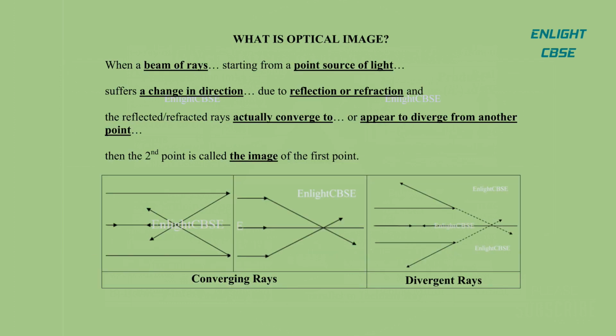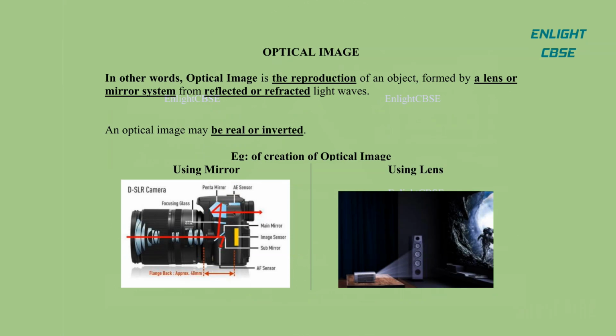What is optical image? When a beam of rays, starting from a point source of light, suffers a change in direction due to reflection or refraction, and the reflected or refracted rays actually converge to, or appear to diverge from another point, then the second point is called the image of the first point. In other words, optical image is the reproduction of an object, formed by a lens or mirror system from reflected or refracted light waves. An optical image may be real or virtual.